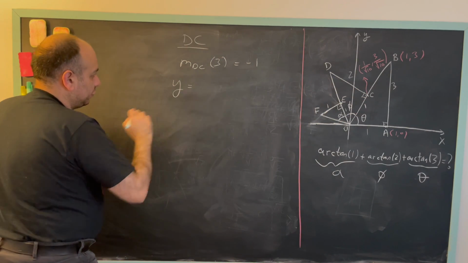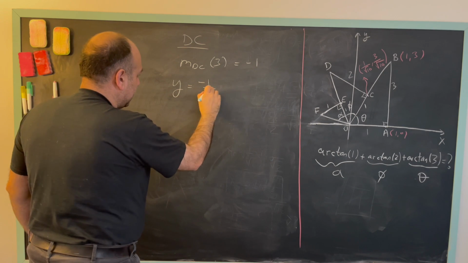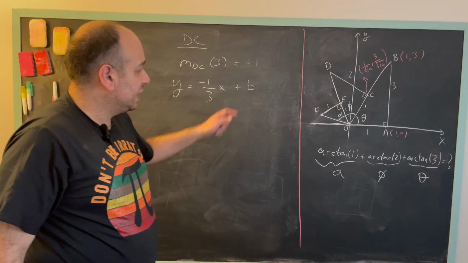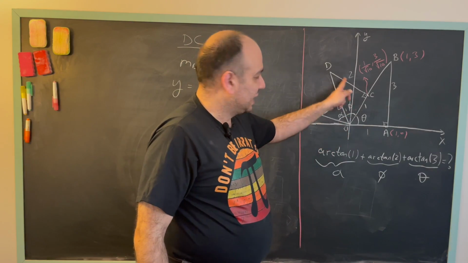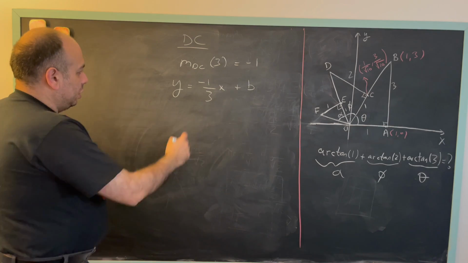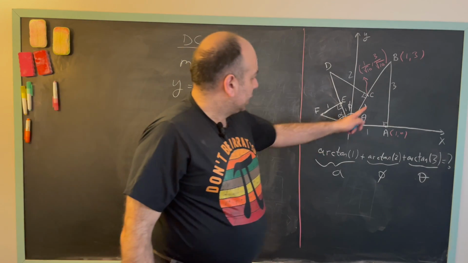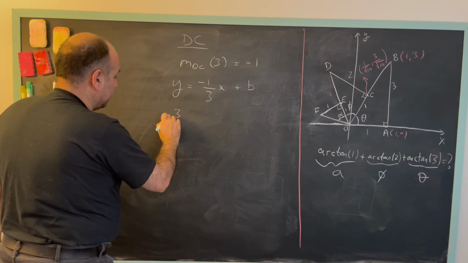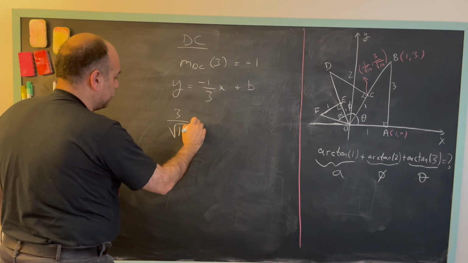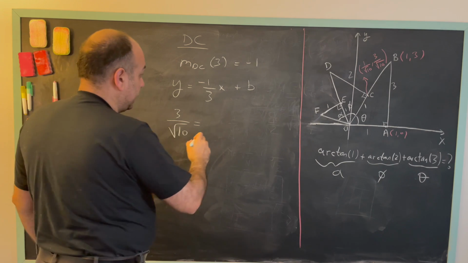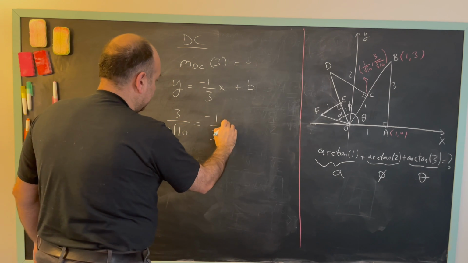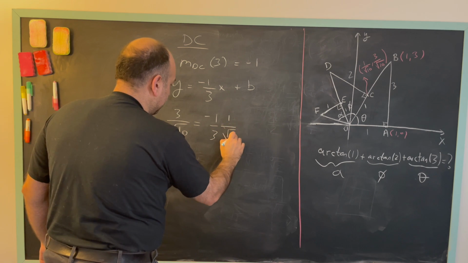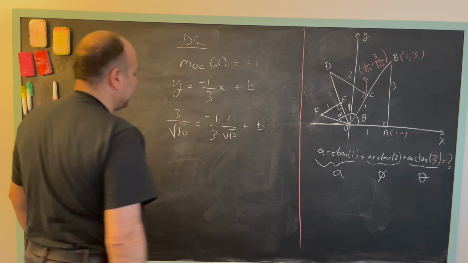So the line equation would be y equal to minus 1 over 3 x plus b. So b is not 0 because the origin is not included here, right? So how can I solve for b? Well, I already know that C must be on this line, right? So if I use the coordinates of C, 3 over square root of 10 must be equal to minus 1 over 3 times 1 over square root of 10 plus b.